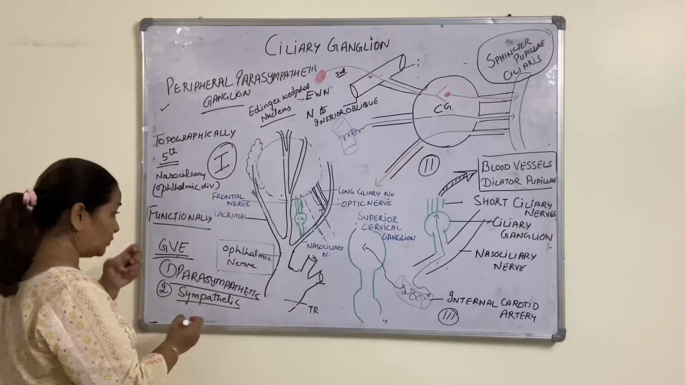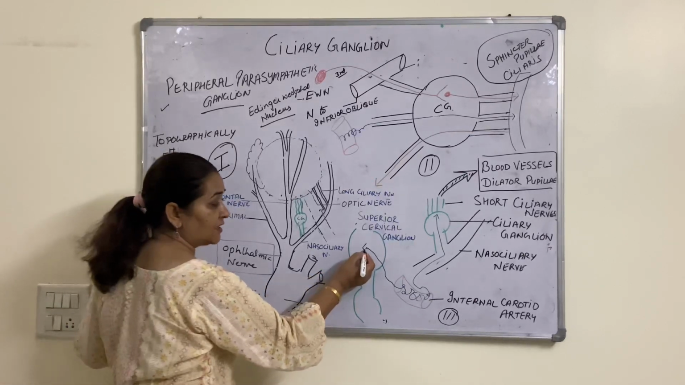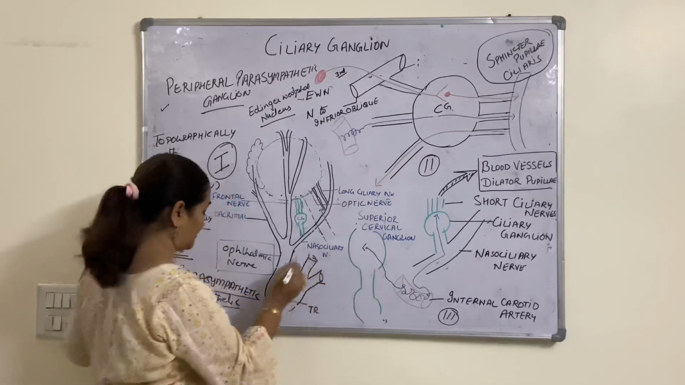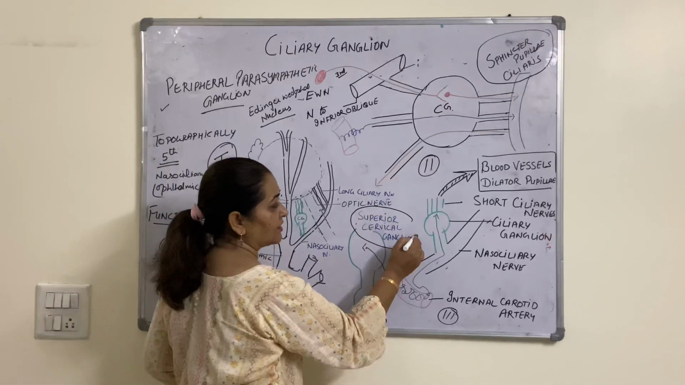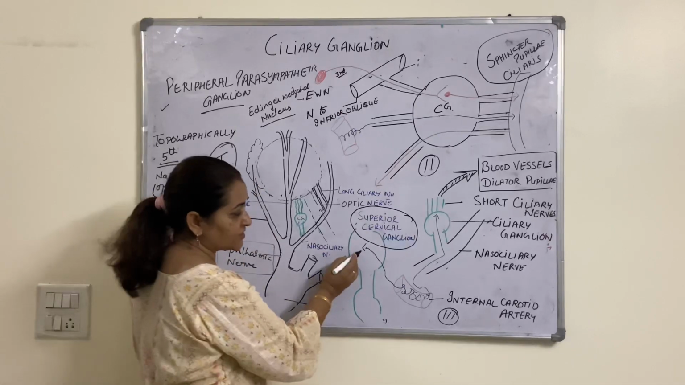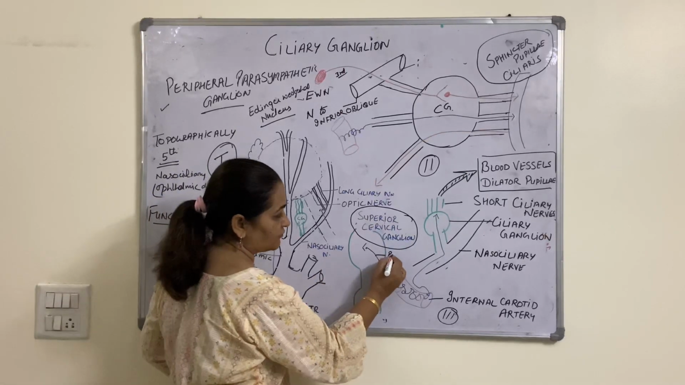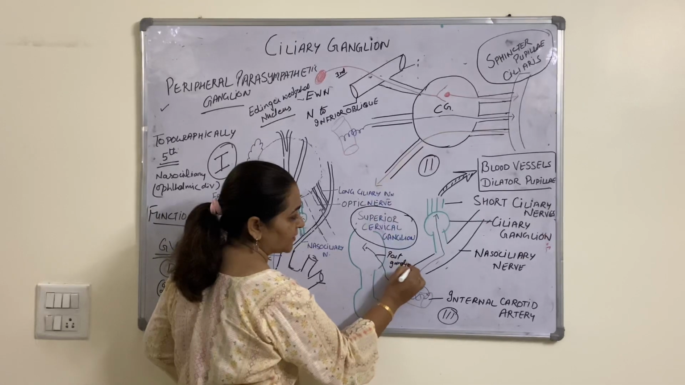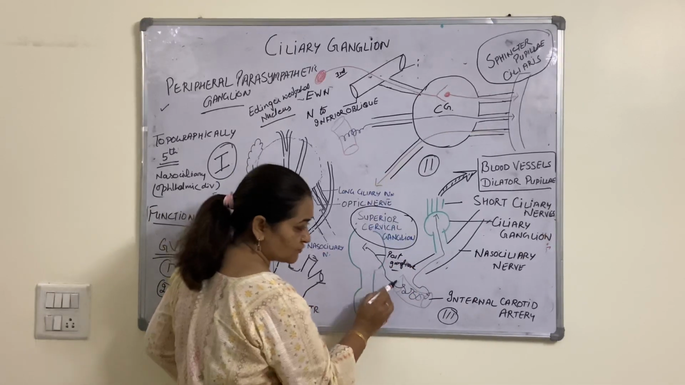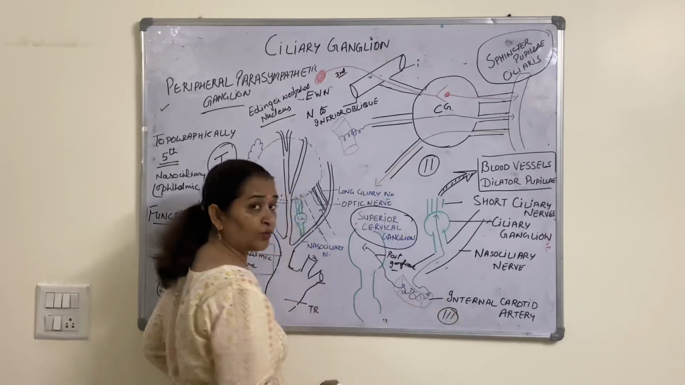Now sympathetic root fibers are basically postganglionic fibers which start from the superior cervical ganglion. So postganglionic fibers, they start from this. So these are postganglionic fibers. They start from this. They just form a plexus around the internal carotid artery.